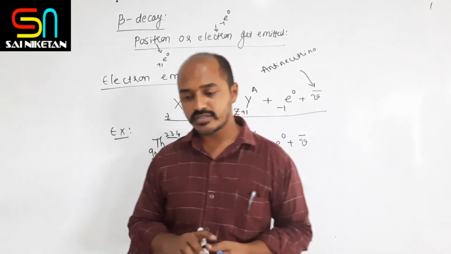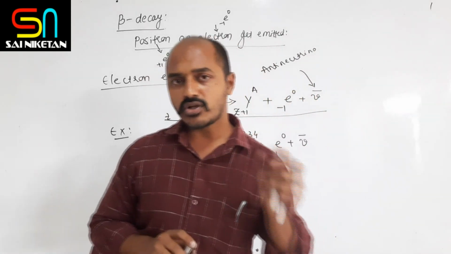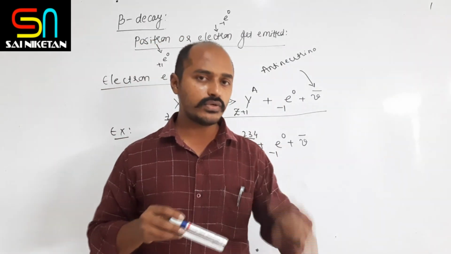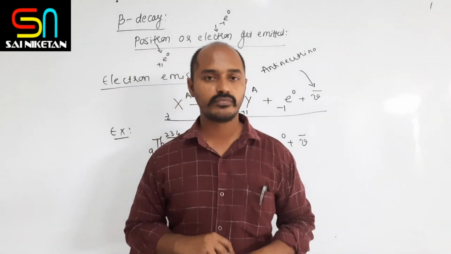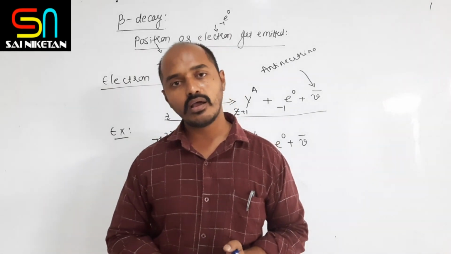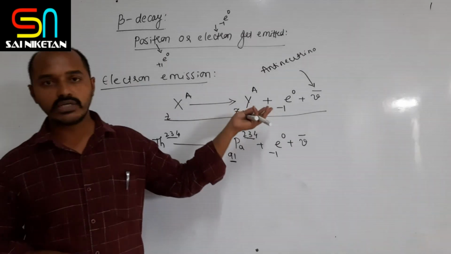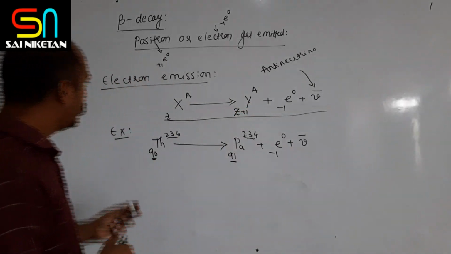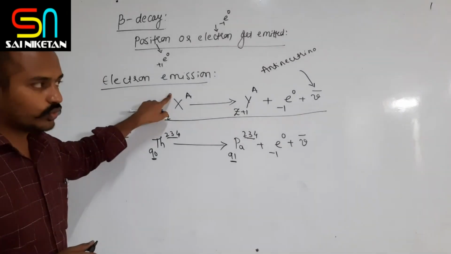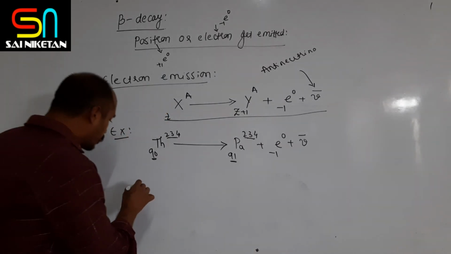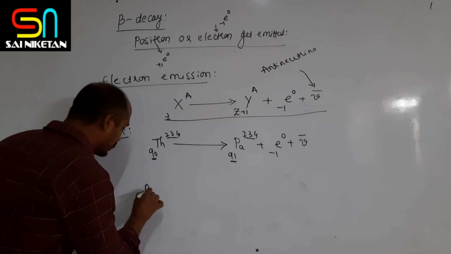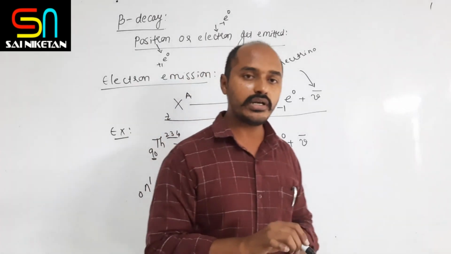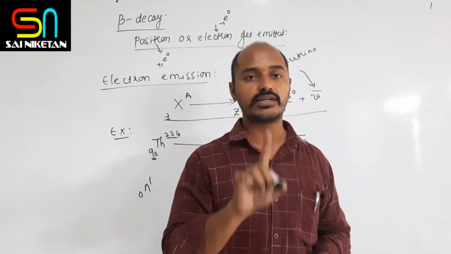But the question comes: these decays, alpha rays, beta rays, gamma rays, all come out of the nucleus, but there is no electron inside the nucleus. How does this electron go out if it is not present in the nucleus? For that you have to remember, during electron emission, a neutron present in the nucleus is converted into one proton and one electron.